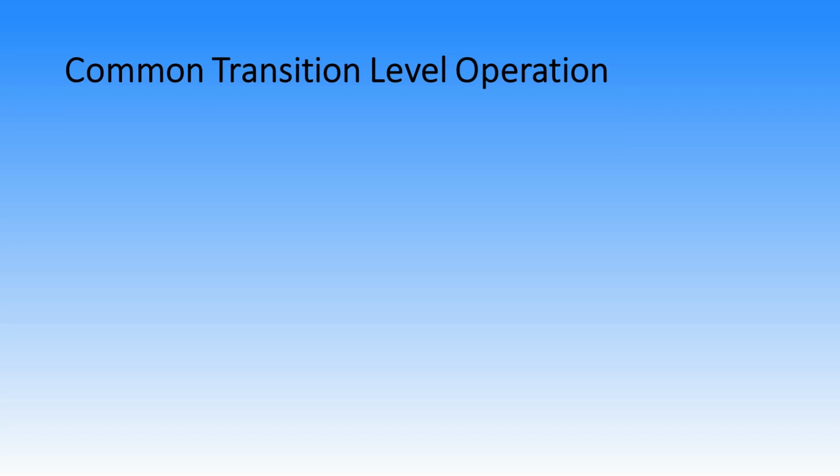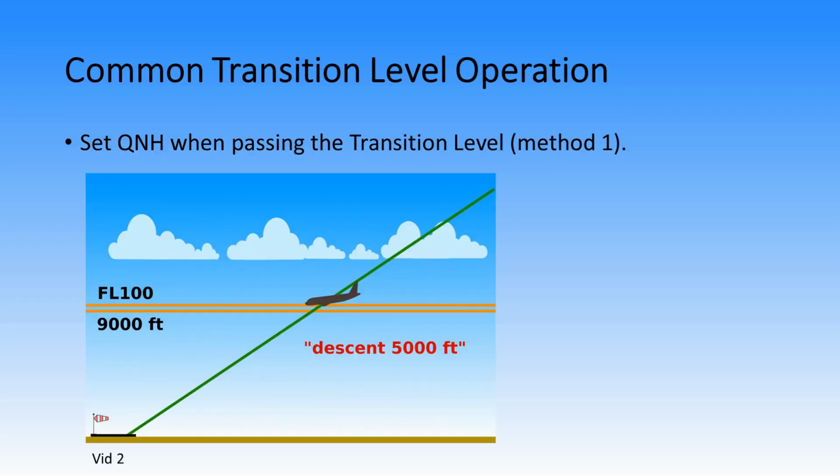Common transition level operation: similarly, set QNH when passing the transition level for method 1. So you're descending, and ATC says descend to 5,000 feet. When you pass the transition level, which is flight level 100 in this case, that's when you change from standard to QNH, and I'll illustrate this with the next video.